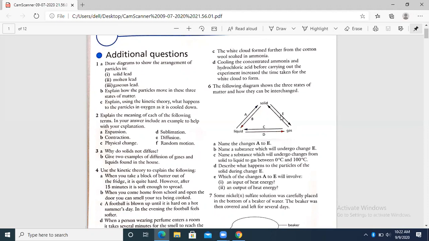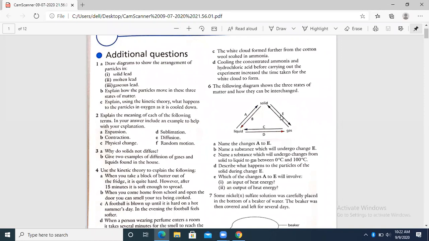Sublimation. Good. Omar Mizan, what is meant by sublimation? Sublimation is a change from solid to gas. For example, like an air freshener. Okay, good. The solid goes to gas directly. Yeah, good. So now you understand the changes A, B, C, D.